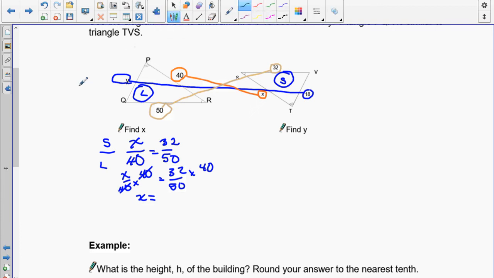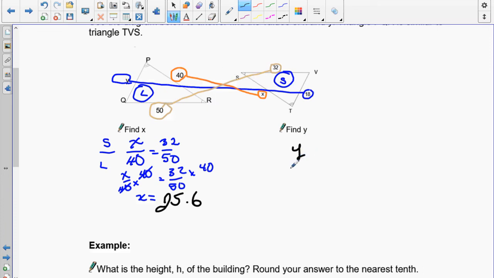So when you multiply the x over 40 times 40, these cancel. 32 over 50 times 40 gives you 25.6. Okay. Now over here, to find y, you have to match up the y with its known. So we know this is y, and it matches up with 18. So that's the one you know there.